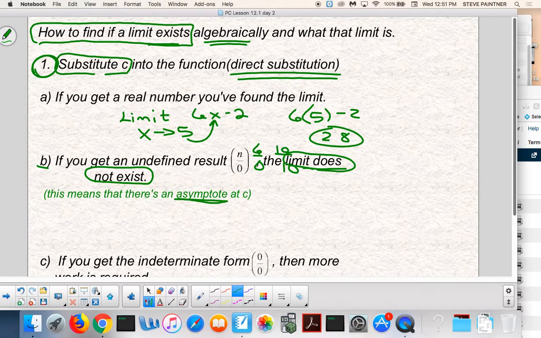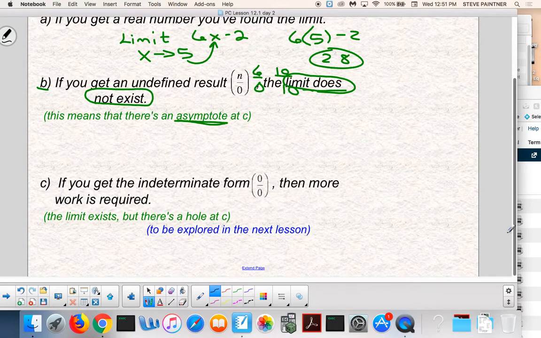That's the good one. Now here comes the bad one. Number 3. If you plug your number in and you get the indeterminate form, 0 over 0, then more work is required. There could be a limit. The limit could exist, but there's a hole at c. Sometimes the hole at c means there is a limit, and sometimes we might not get one.